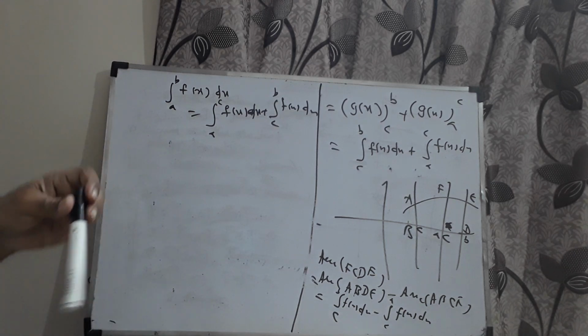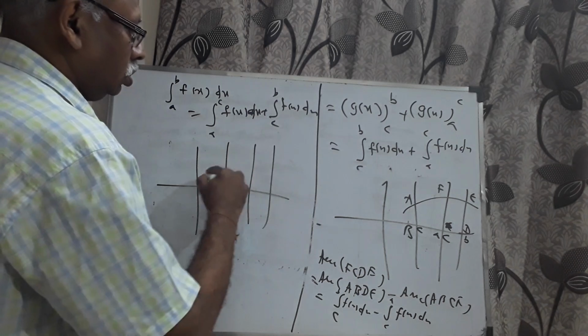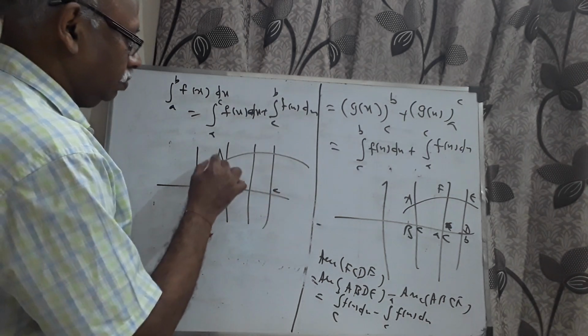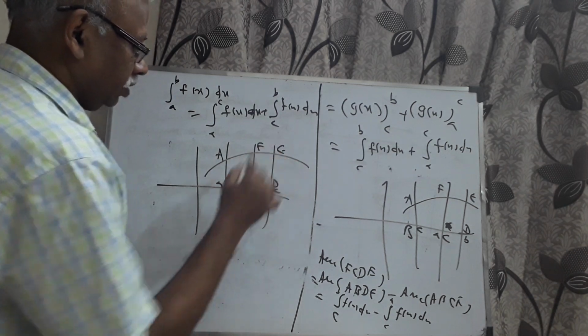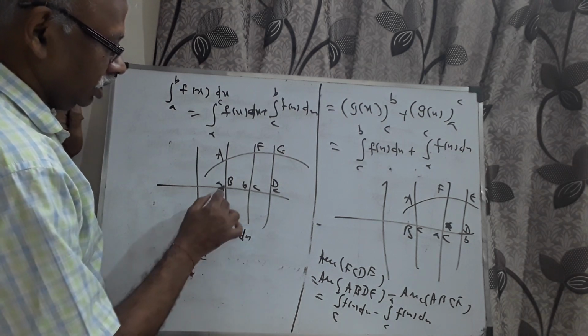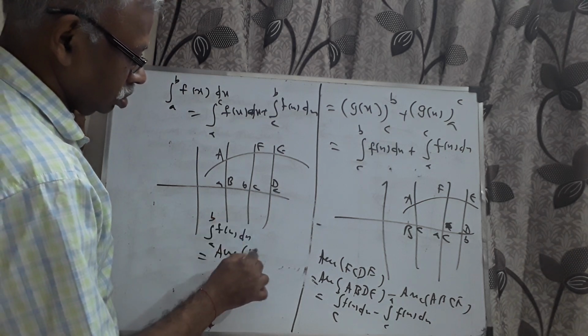Let me take the third possibility. C lies to the right of B: A is here, B is here, C is to the right of B, let us say. Let me mark the points as usual: C, D, E, F. Now the integral from A to B of f(x) dx is nothing but the area here.